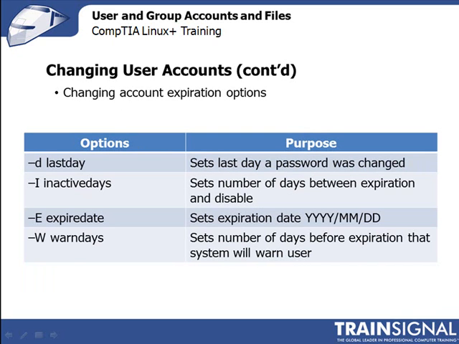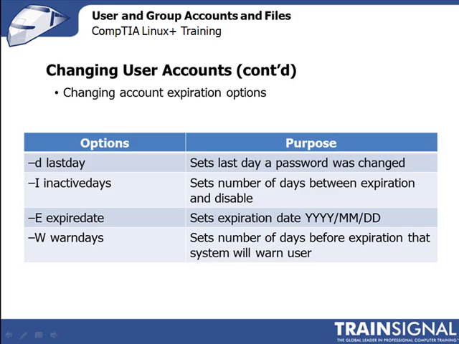Continuing our look at options for chage, next we have dash d, or last day, which sets the last day a password was changed. Then we have dash capital I, or inactive days, which sets the number of days between account expiration and disablement. Then we have dash capital E, or expired date, which sets the account expiration date in the format 4 characters for year, 2 for month, 2 for day. And finally we have dash capital W, or warn days, which sets the number of days before expiration that the system will warn the user. Now you've probably seen this option if you've logged in and the system tells you you've got 10 days left to change your password. This is what the dash capital W option does.